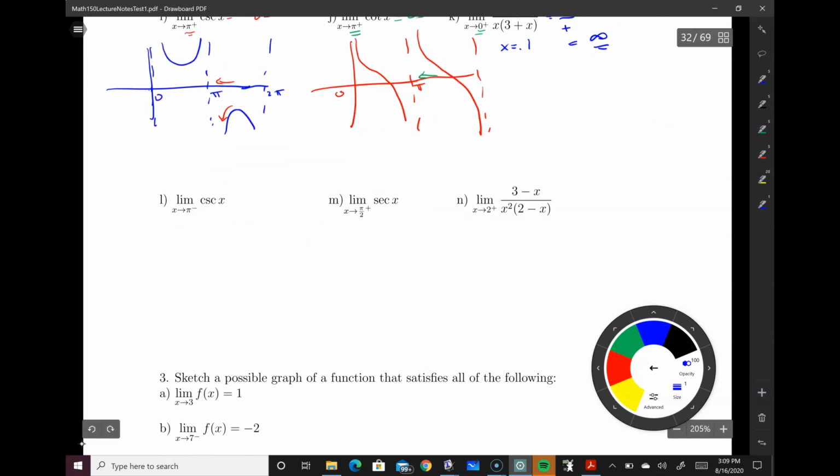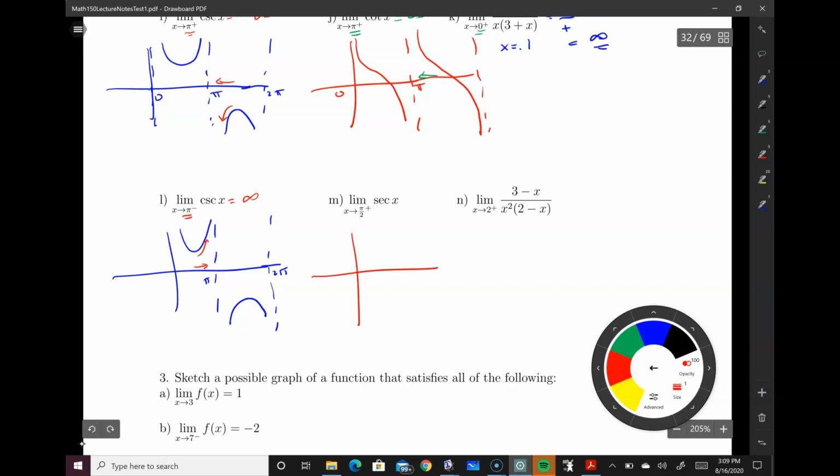All right, last few here. So cosecant, again, the cups. This would be pi, and this would be 2 pi, the asymptotes. Okay, so if I'm going towards pi from the negative side, that's coming from this side, I'm going up to positive infinity.